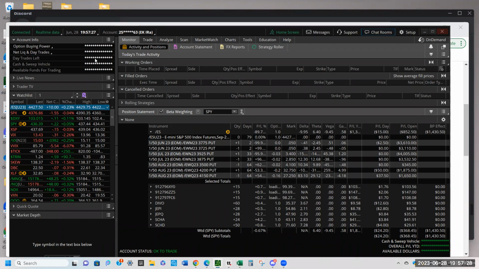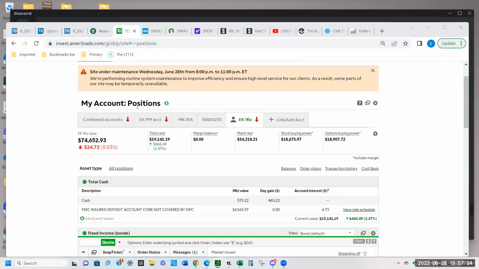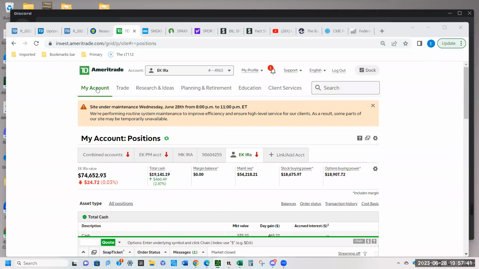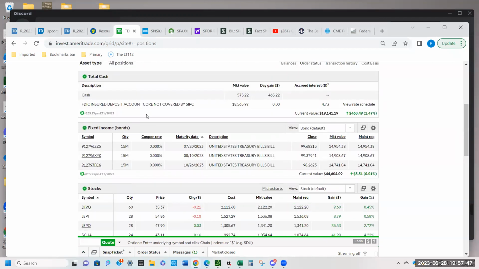So let's show how you do that. Now you have to trade the T-bills through the website. It doesn't work through the platform. So you log in, go to My Account, and look at your positions. Then I generally look at the shortest maturity, because that's the one that's going to be closest to 100 per 100. Here's a $15,000 T-bill. It matures on July 20th. It's worth $14,954, so I only have $45 and change left to earn on this thing in the next month.